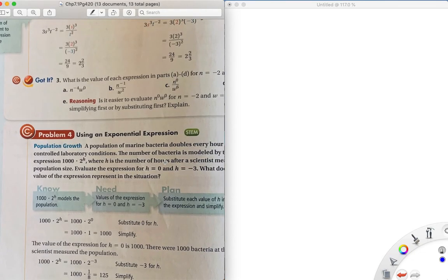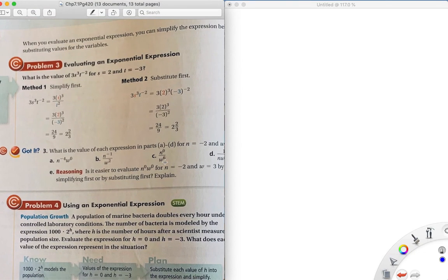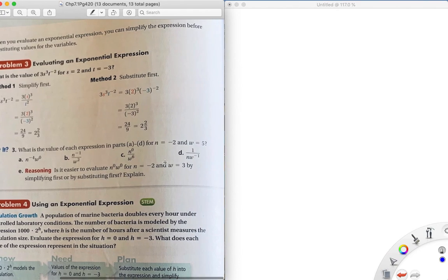Okay, solving or evaluating these, you can do it 2 ways. You can simplify the expression first, then substitute the number and solve, or you can substitute the numbers for the variables and then solve that way. It doesn't matter which way. I like to do method 2, which is to substitute first. Let's skip all the way to letter C.